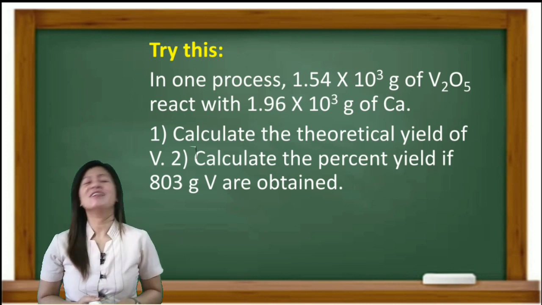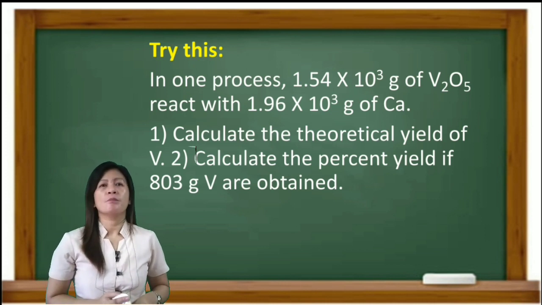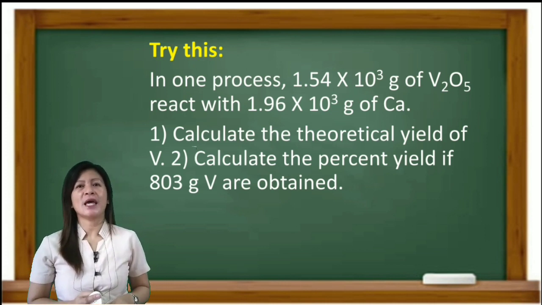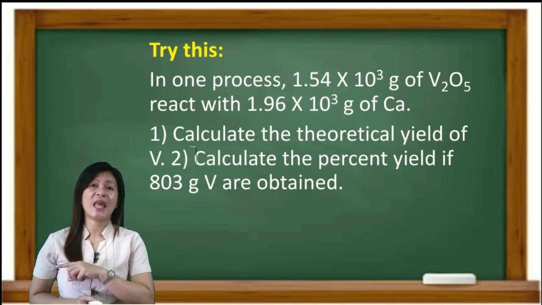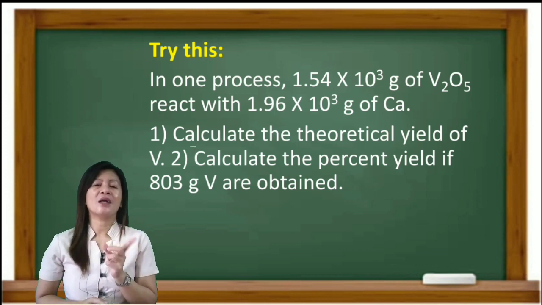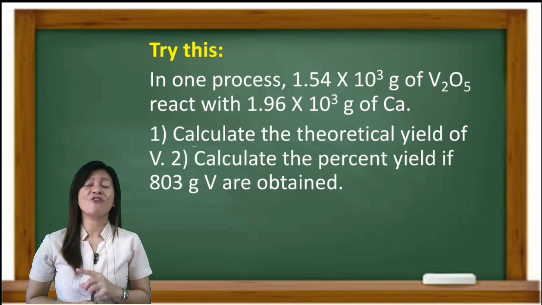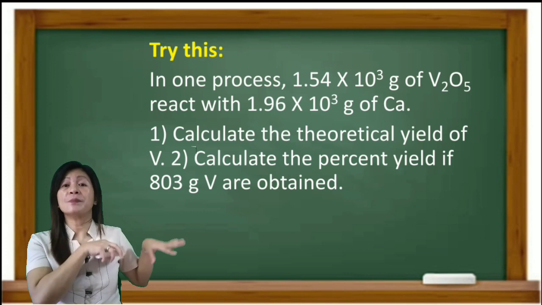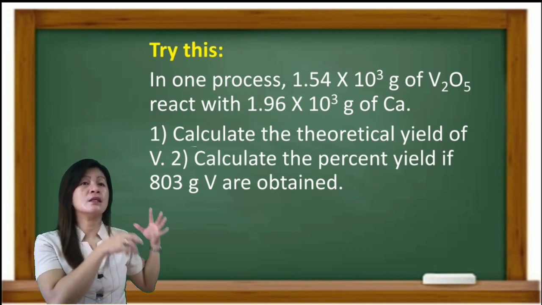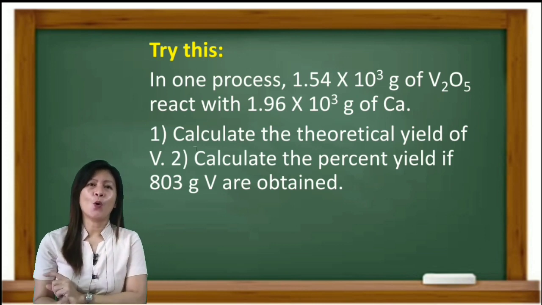Can you try this one? In one process, 1.54 times 10 gram of vanadium 2 pentaoxide reacts with 1.96 times 10 raised to 3 gram of calcium. Number 1, calculate the theoretical yield of vanadium. Vanadium is our desired product. Number 2, calculate the percent yield if 803 gram of vanadium are obtained. So doing the same steps as we did in the example, you can answer these on your own.